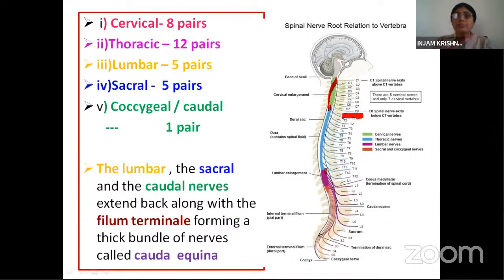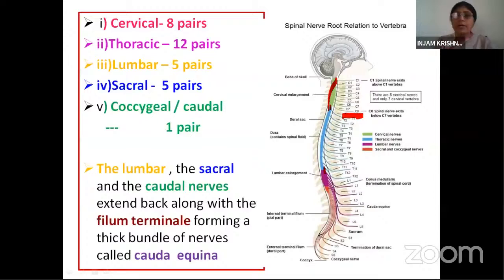From here to here, T1 to T12. It is the thoracic region, so we call them thoracic nerves. Thoracic nerves, how many pairs? 12 pairs. Next one is lumbar. This is the lumbar area.